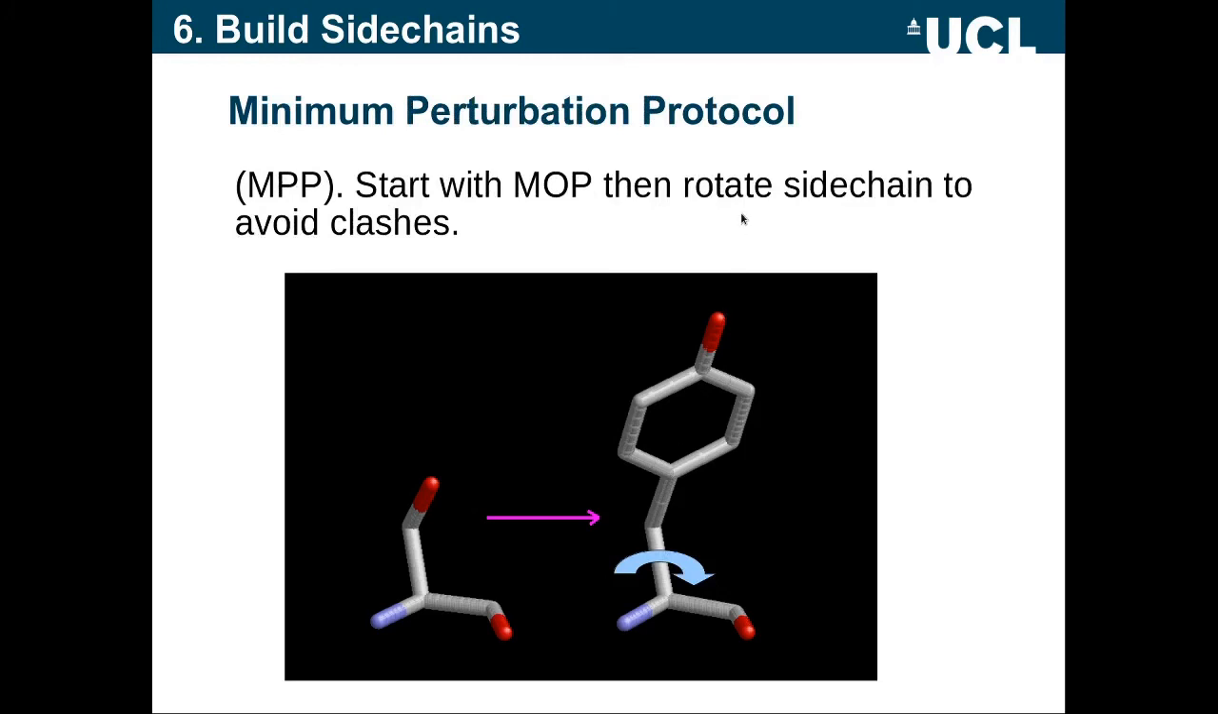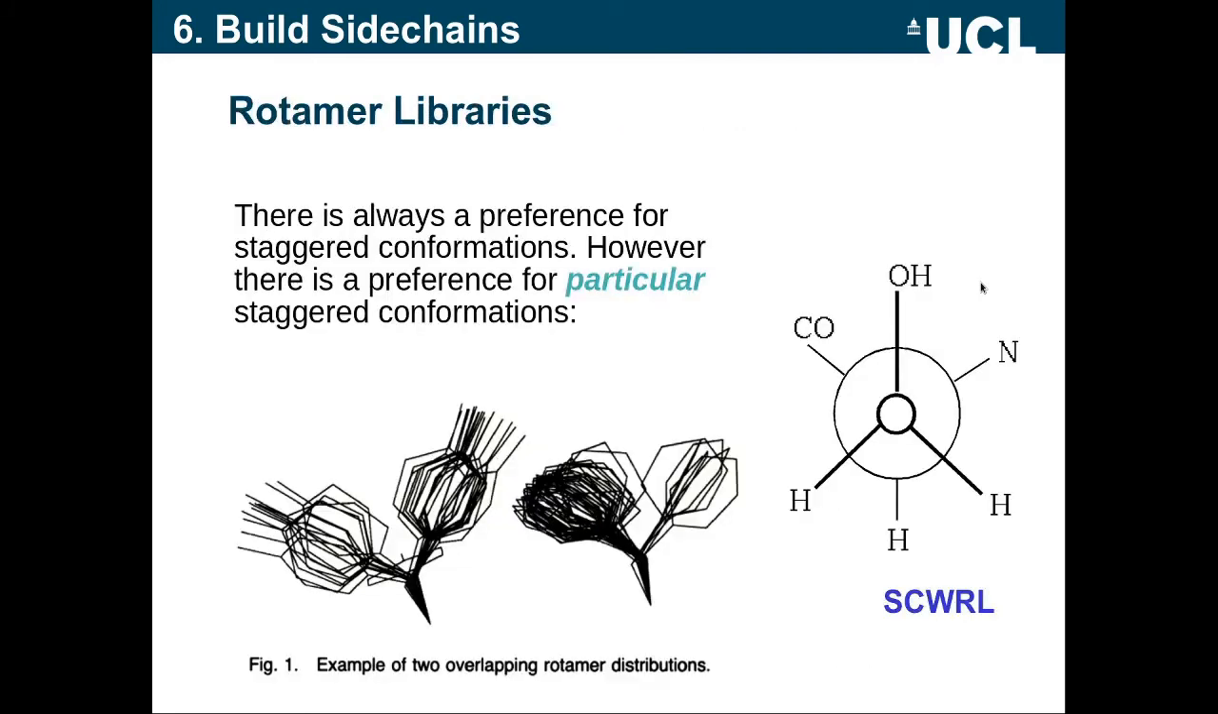The next step on from that is known as Minimum Perturbation Protocol, or MPP. Here we start with MOP and then rotate the side chain. In this case we have two torsion angles. We can rotate this one and this one in order to avoid clashes. But a better approach in general tends to be to use what's known as rotamer libraries.